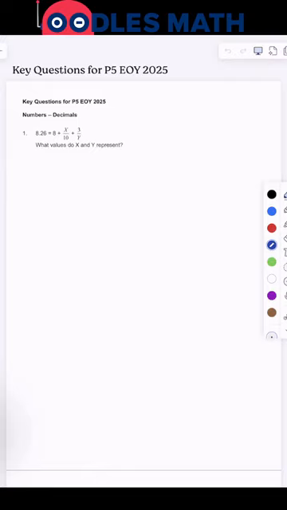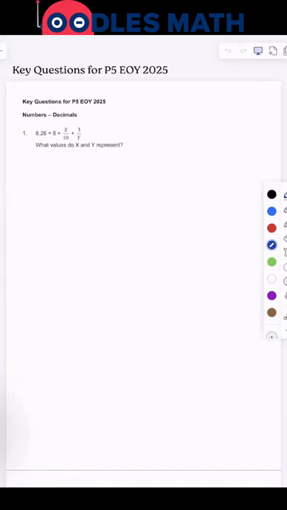Now this question looks very simple. Basically, this question is testing you on two important concepts. The first one is your understanding of place values for decimal numbers. And the second one is on the conversion of fractions to decimals and the other way around as well. Okay, so now let's take a look at the number.